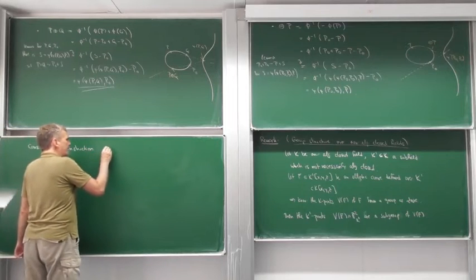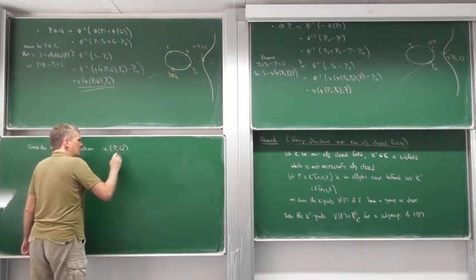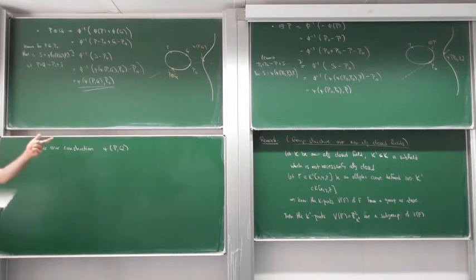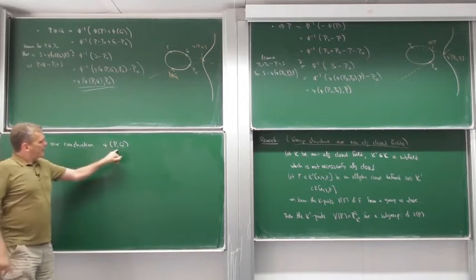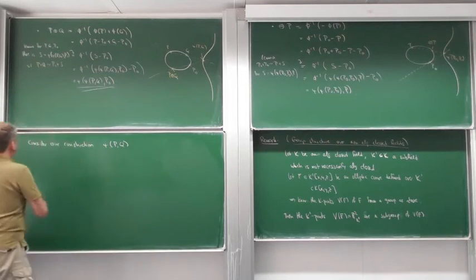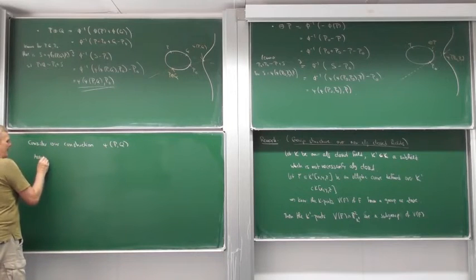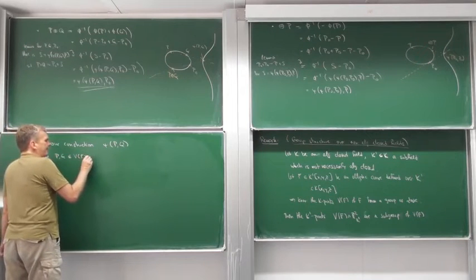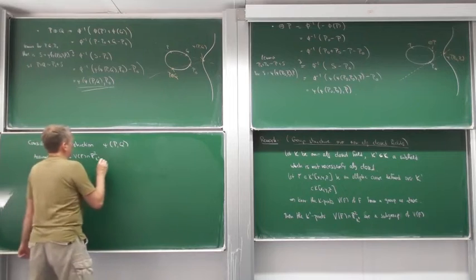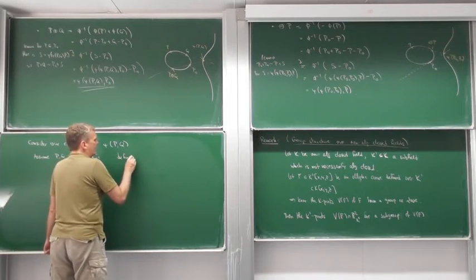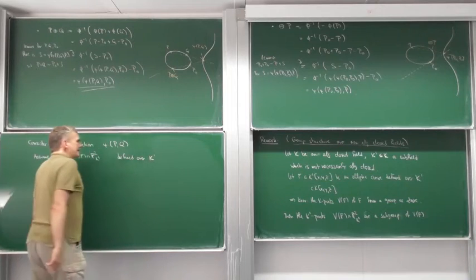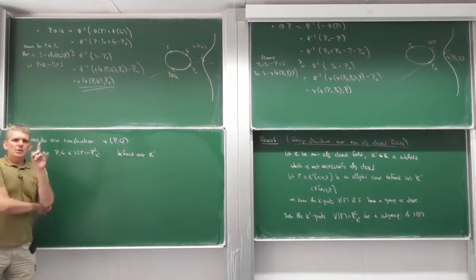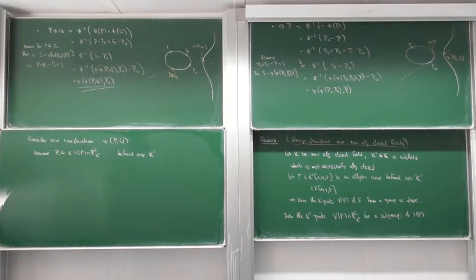So consider our construction of psi(P, Q), which was the basis for both the group structure and also the inverses, and assume that the two points P and Q are defined over K prime. So assume P and Q are points in V(F) intersect P2(K prime). So they are defined over K prime. Then to get the point psi(P, Q), what we do is we take the line through the points and take the third point of intersection.